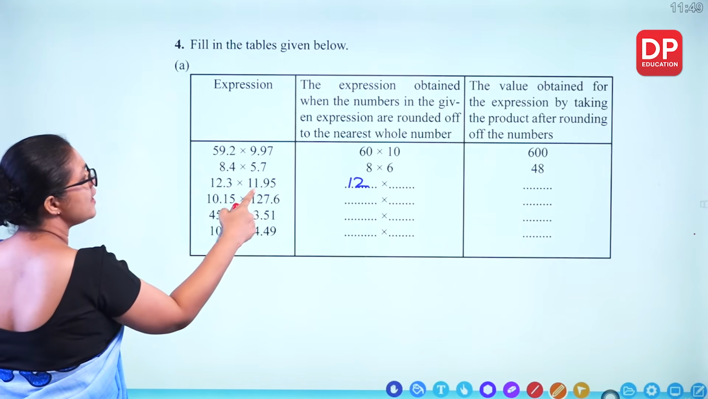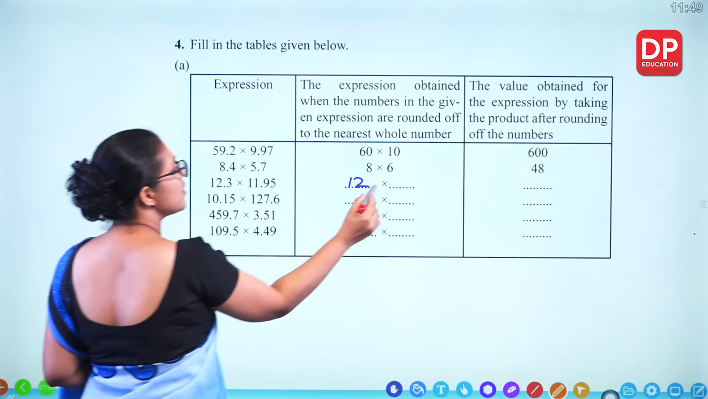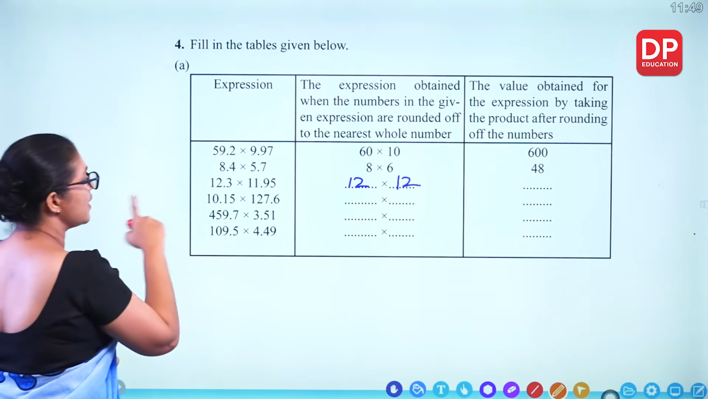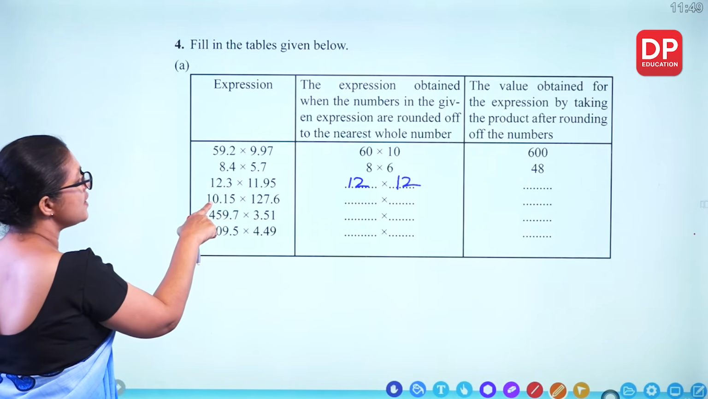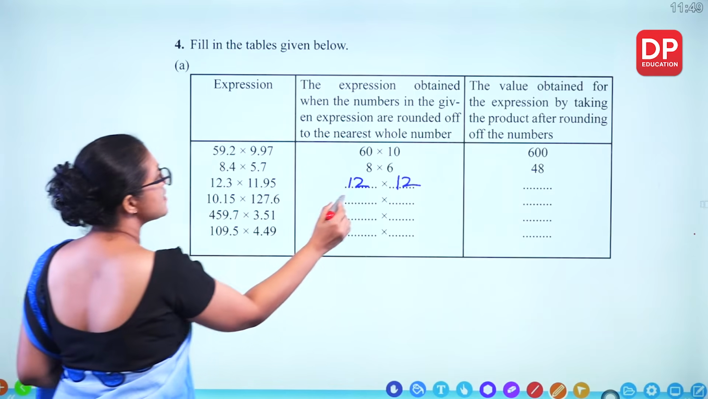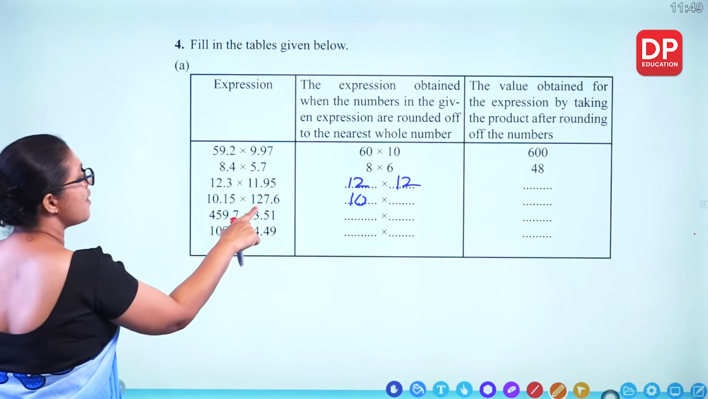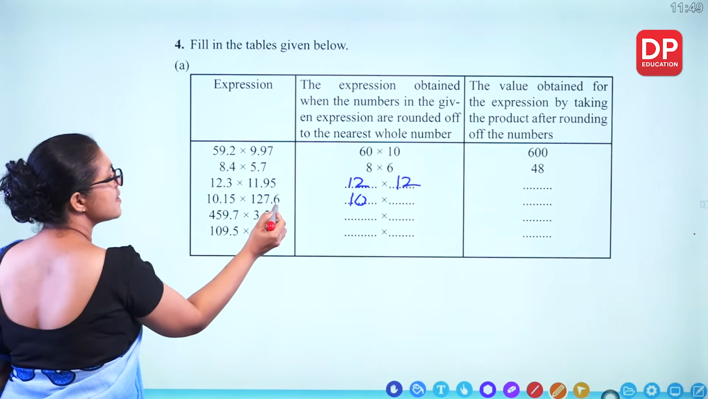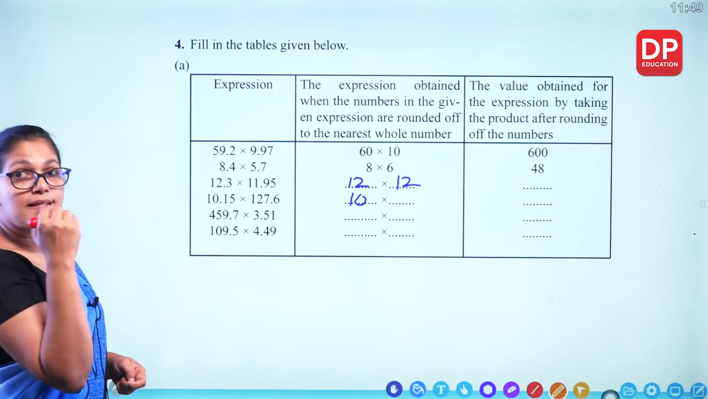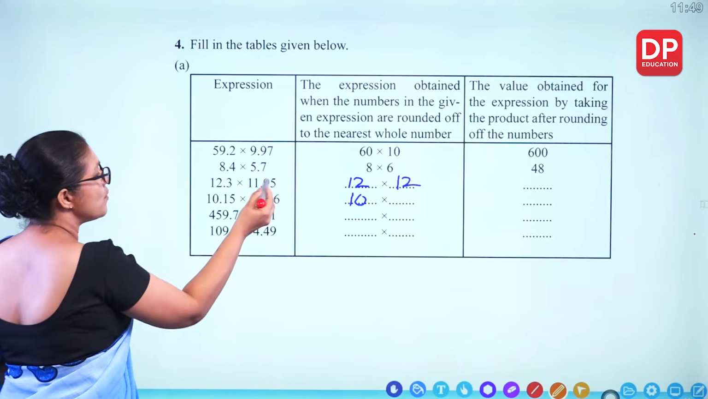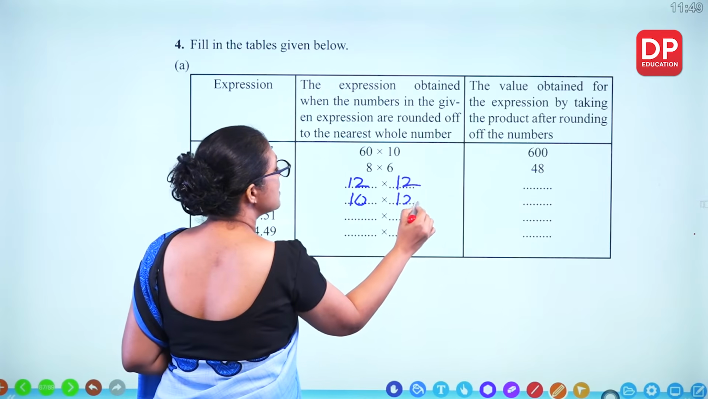This is 11.9, so you have to add 1. So this becomes 12 again. 10.15 to the nearest whole number, that's 10. 127, here 6 is more than 5, you have to add 1. 128.